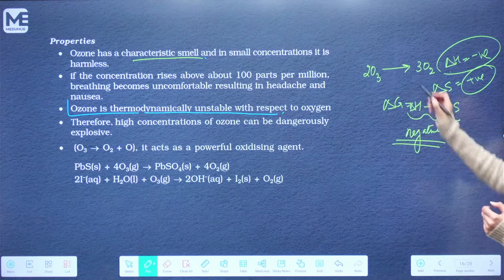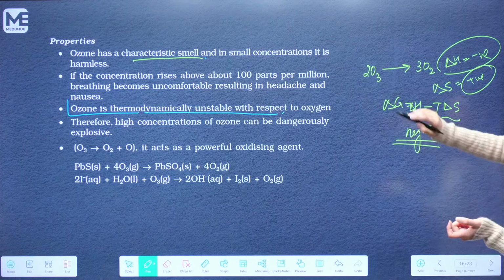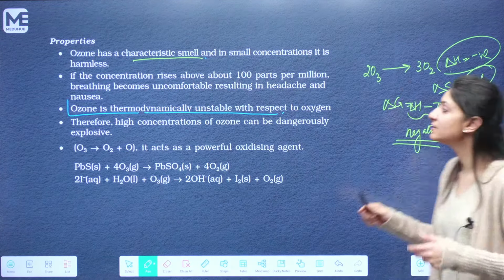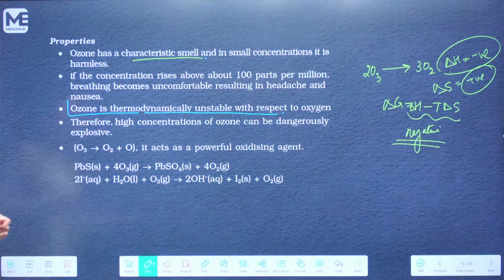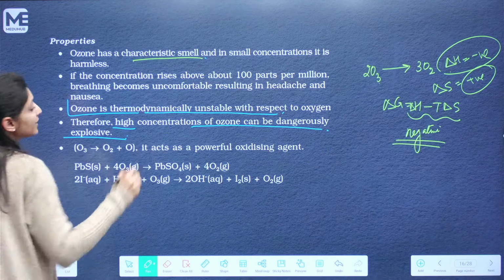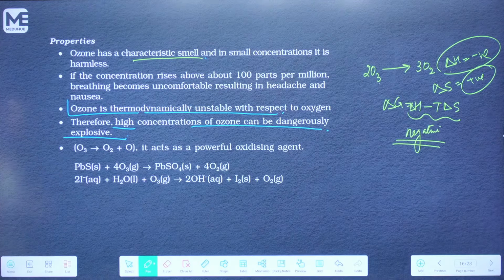That means for this particular reaction of conversion or decomposition of ozone to oxygen, delta G is negative. This is the reason in high concentrations, ozone can be dangerously explosive and it can get converted to oxygen.